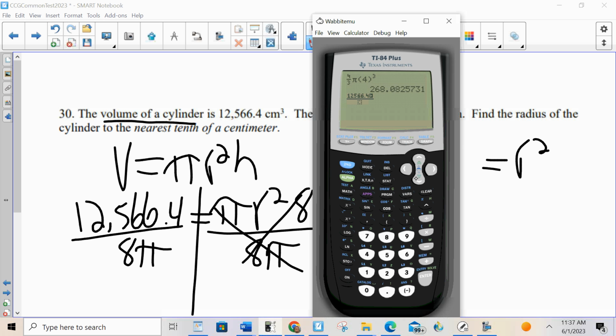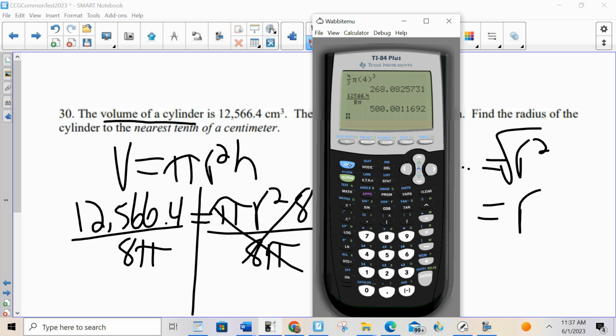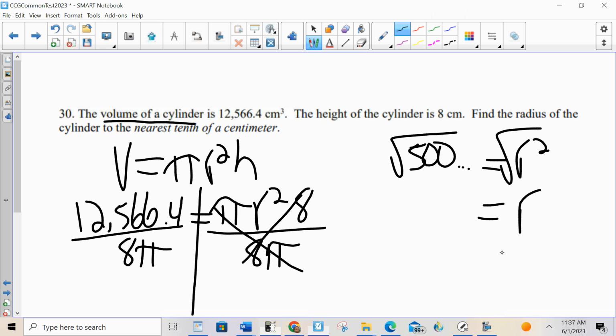12,566.4 over 8 pi is 500 dot dot dot. I don't want r squared, I just want r, so I take the square root of both sides. Second radical, second answer, 22.4. That's the nearest tenth.